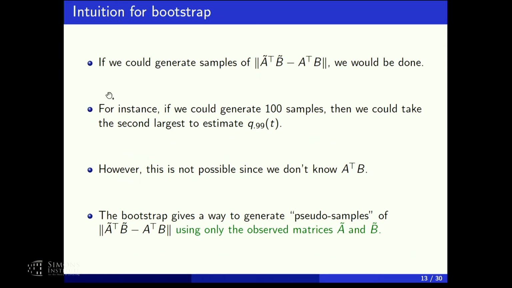All right, so let me give you just a little bit of intuition for how the Bootstrap algorithm will work. So let's imagine for the moment we could generate independent copies of the error variable. Of course, we can't do that in particular because it depends on the true product. But if we could, let's say we could generate 100 samples, well, we could take the second largest of them, and that would be a natural estimate of the 99th percentile, and that would be quite effective. Of course, we can't do that. So in essence, what the Bootstrap tries to do is to generate pseudo samples of this variable, plain and simple. And then once we've generated enough pseudo samples, we'll take the quantile of those.